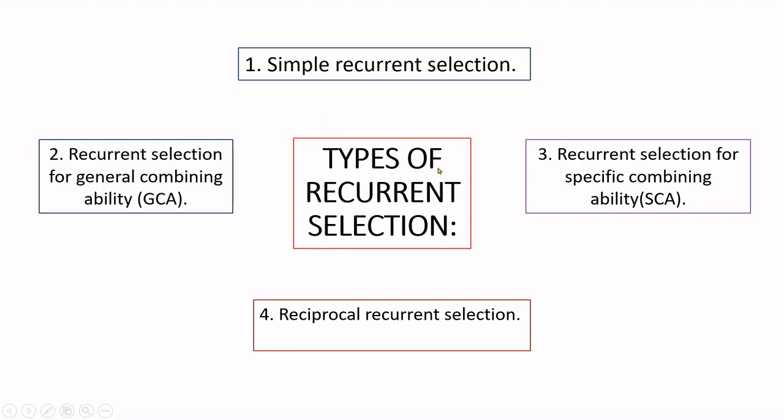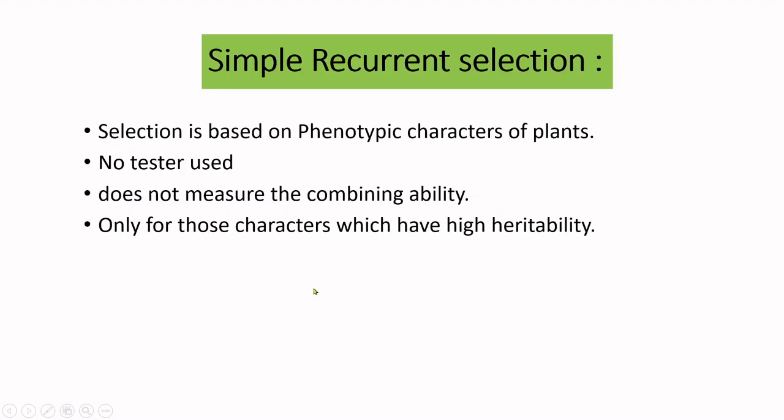Again, recurrent selection can be divided into 4 different types: simple recurrent selection, recurrent selection for improving general combining ability, recurrent selection for improving specific combining ability, and reciprocal recurrent selection. So let's see one by one what those are. In simple recurrent selection, selection is based on phenotypic characters of plants, and there is no tester used here, and it does not measure the combining ability. GCA and SCA are not measured here.